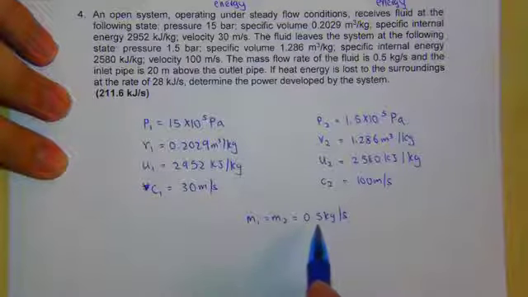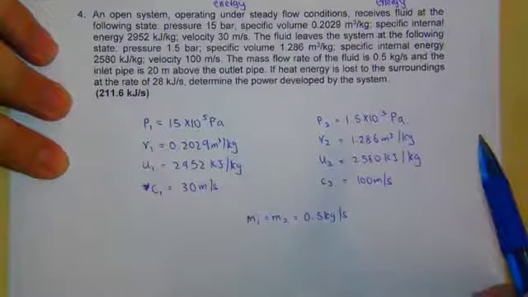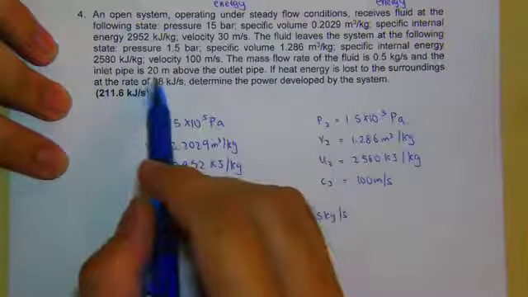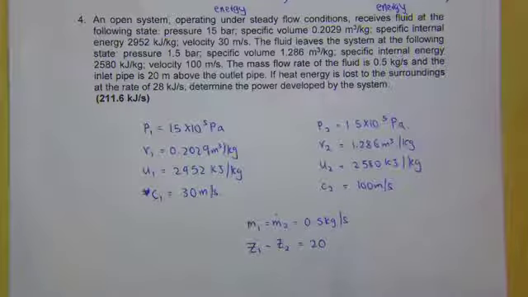Next, the second information is that the inlet pipe is 20 meters above the outlet pipe. So this will be reflected in your Z. Remember, Z is the height, and GZ is the term that represents your potential energy. In this case, since the inlet pipe is 20 meters above the outlet pipe, Z1 minus Z2 is 20 meters. So these are the information given to us by the question.